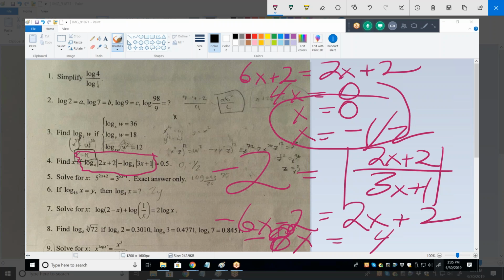Okay, now let's see what happens when we plug those in. Well, clearly, regardless of what the argument is, we're going to take the absolute value of it.